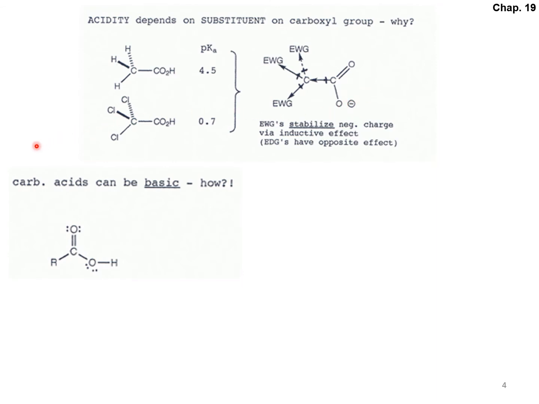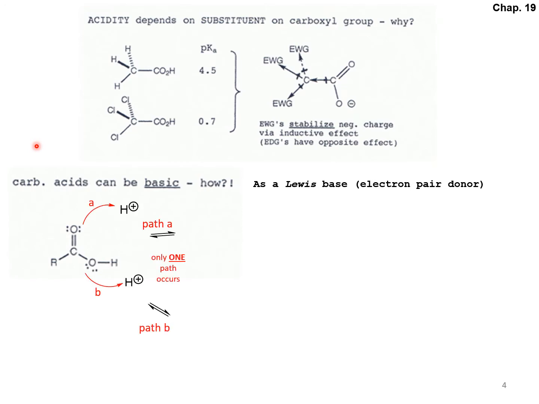How can a molecule that is an acid by nature also be basic? Well, the carboxyl group will not dissociate into OH-, so it's not a source of OH-. It can be basic in the sense of Lewis basicity. It's possible for either of the oxygens of the carboxyl group to be protonated by an acid, such as H+. However, only one oxygen will be protonated.